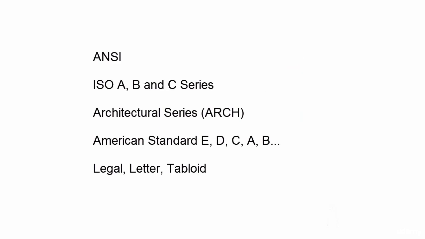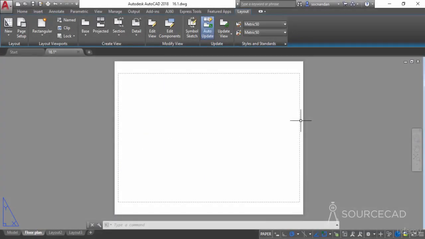There are also some other series of paper, for example the ISO B series, and there are lots of other conventions, and all of these paper sizes will be available with your plotter. But most popularly the ISO A series is used, and we'll use the same ISO A series in our examples. So that was an introduction to the paper space or the layout and different paper sizes.